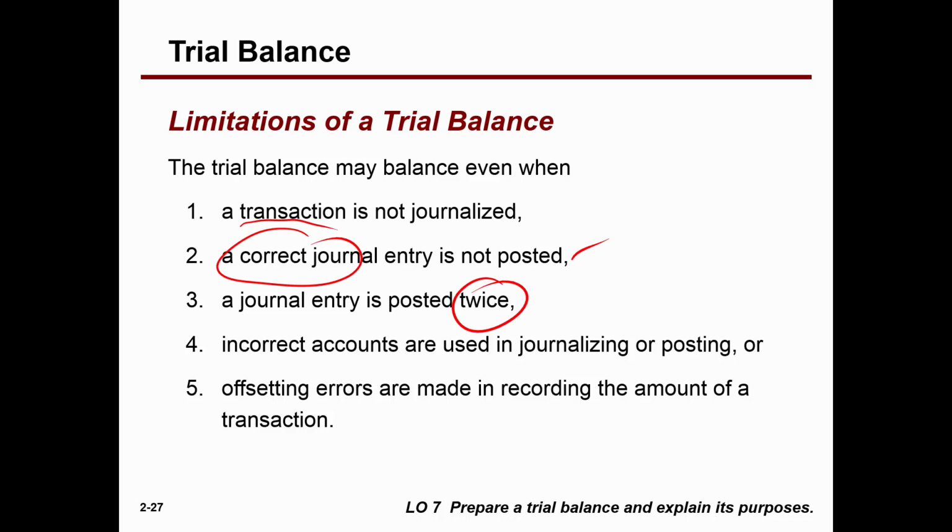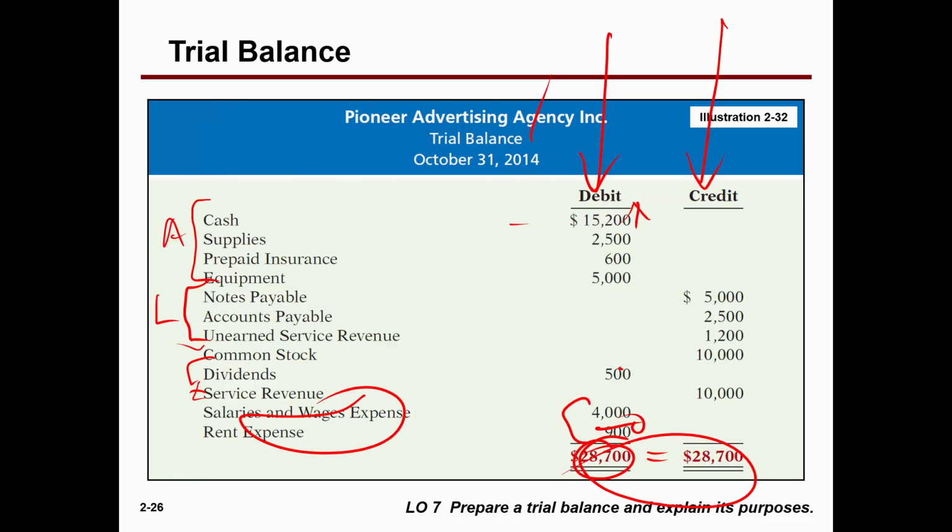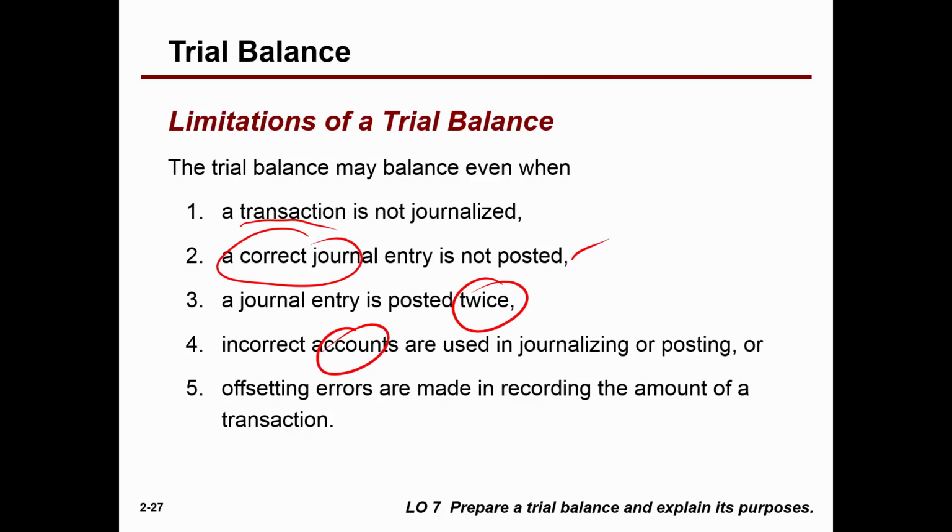Maybe you posted to the wrong account. You're still going to balance. Maybe that 900, you put it into revenue instead. This is going to be 900 less. Remember, when you combine debits and credits, it'll take the difference. And you still will balance. This will be 0 and this will be 900 less. So you've got to be careful when you work in accounting. Now, most things are automated, computerized, but there's still the possibility of making mistakes.